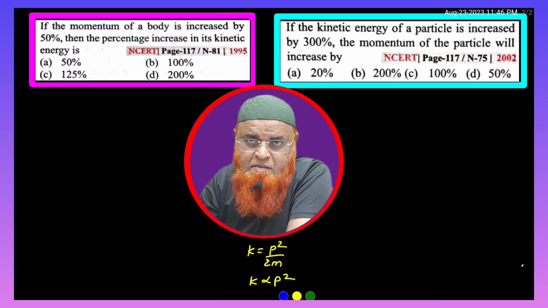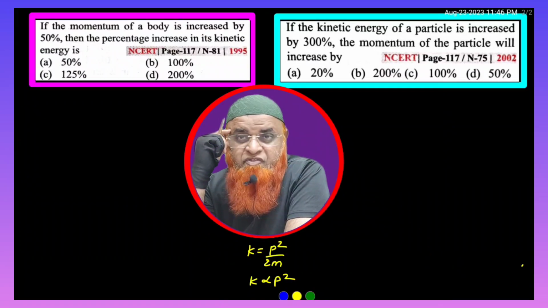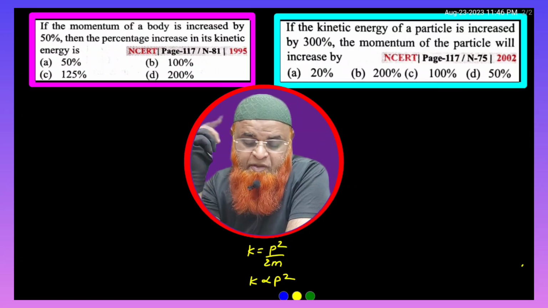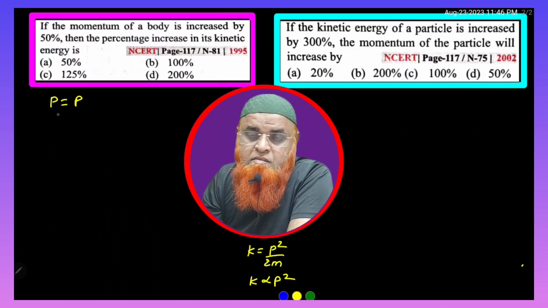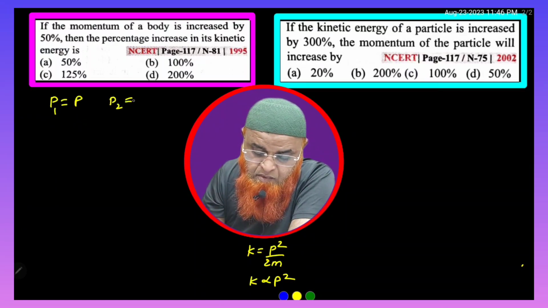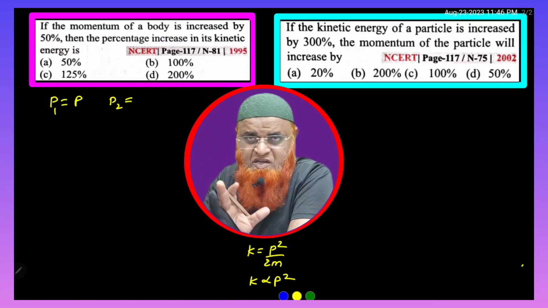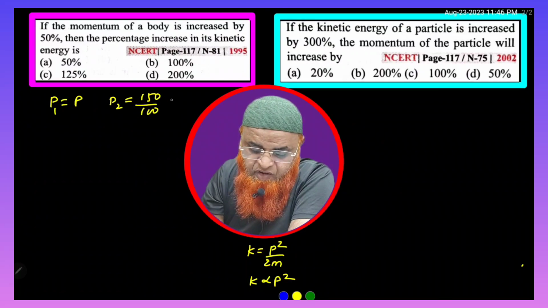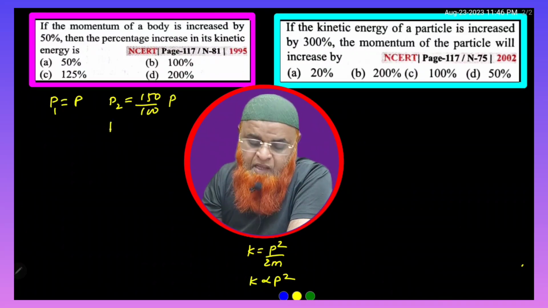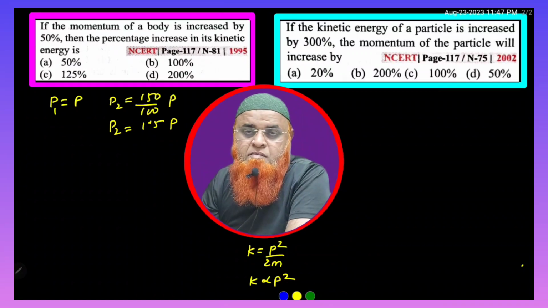So now here if you observe, what is going to happen here? If the momentum of a body is increased by 50%, what does it mean actually? Previously momentum is P, P1 is P. Now momentum is increased by 50%, means already 100% is there. Extra 50% is added, means we can take it as 150 by 100 completely. That means P2 is going to become 1.5 P.